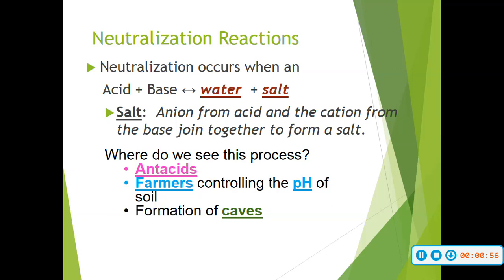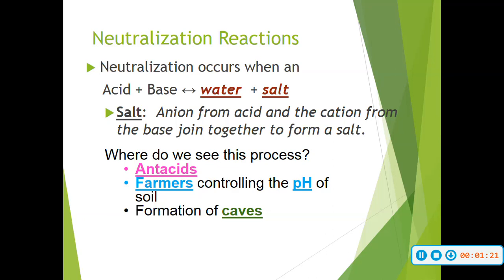Again, neutralization occurs when you combine an acid and a base. It produces salt and water. It's kind of repetitive, but the anion from an acid and the cation from a base join together to form that salt.